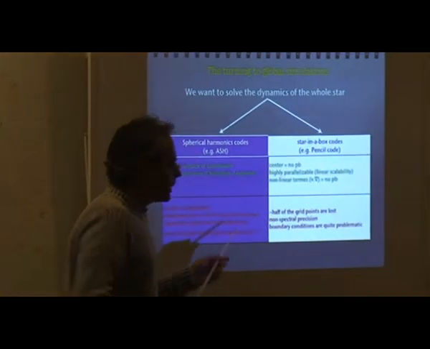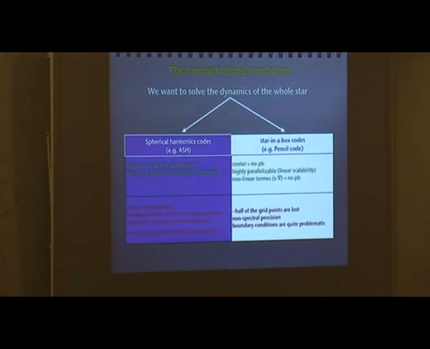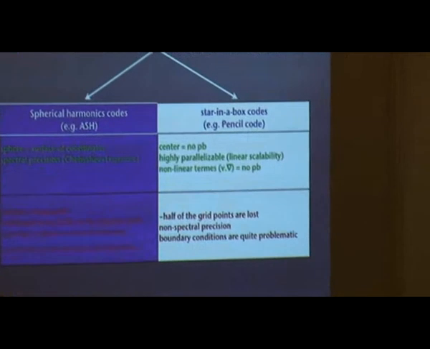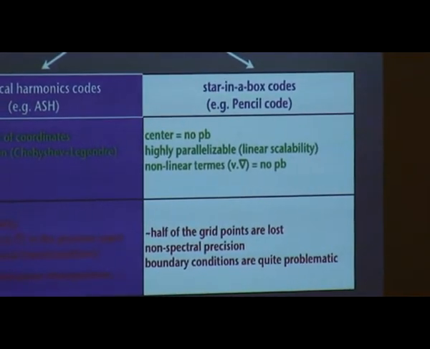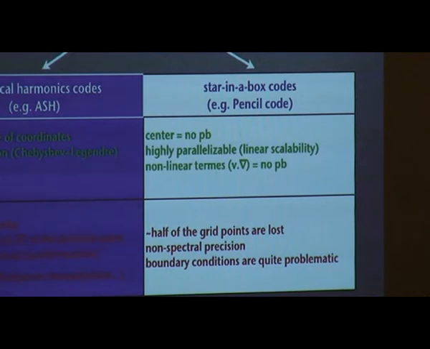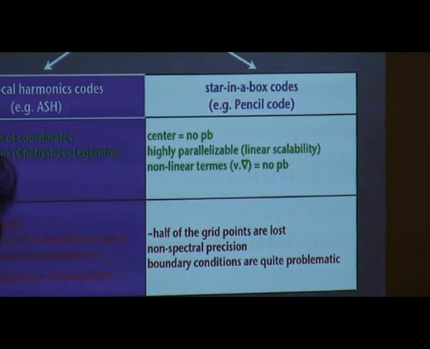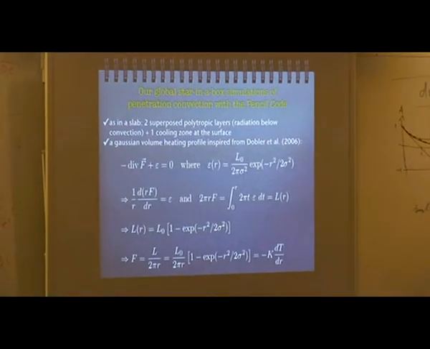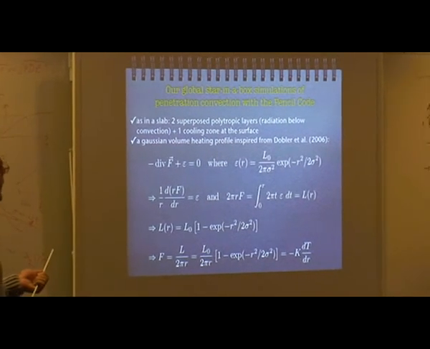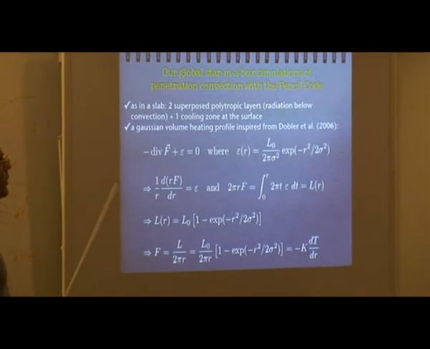Another thing is that it's a non-spectral precision. Of course, we don't use a spectral basis, so in the best case we have the precision of the machine. And in this case, we are non-conservative, not really the precision of the machine. And maybe the most problematic thing is that boundary conditions are quite problematic in this case because the sphere is not a coordinate surface. So we have to be careful about it.